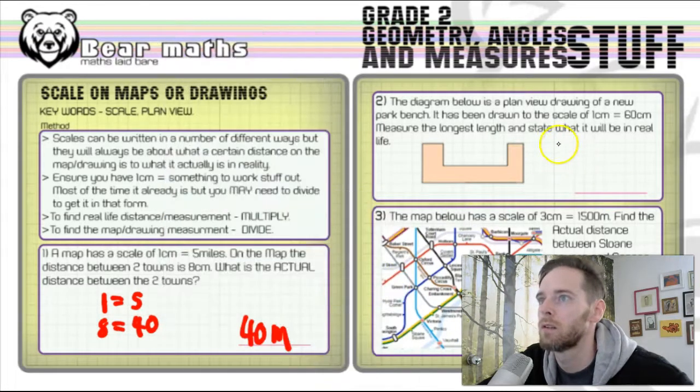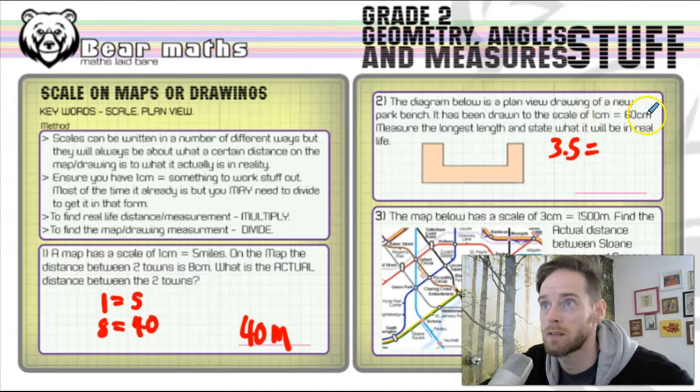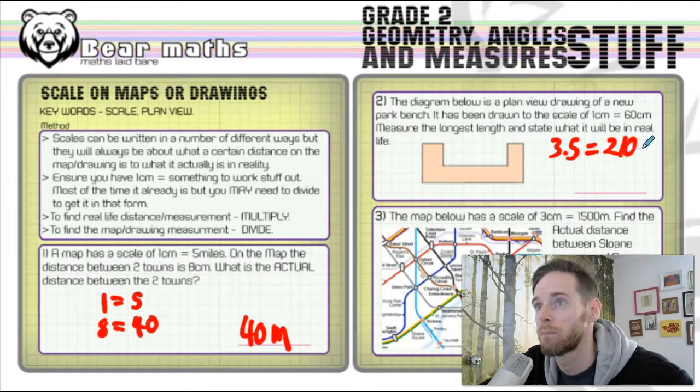There it is. So 3.5 is equal to, well, we have to multiply because it was 1 centimetre to 60 centimetres. So we just multiply by 60, 3.5 times 60, which gives us 210 centimetres. All right, because it was centimetres to centimetres.